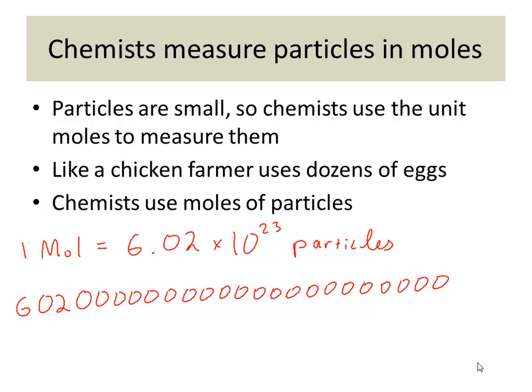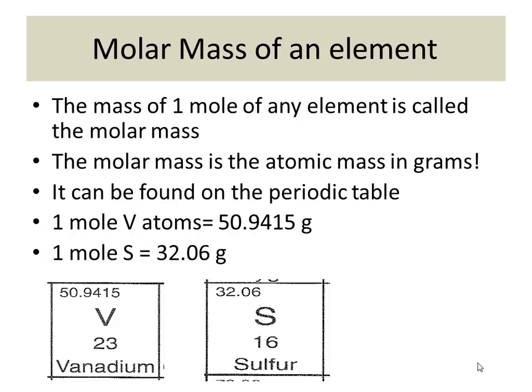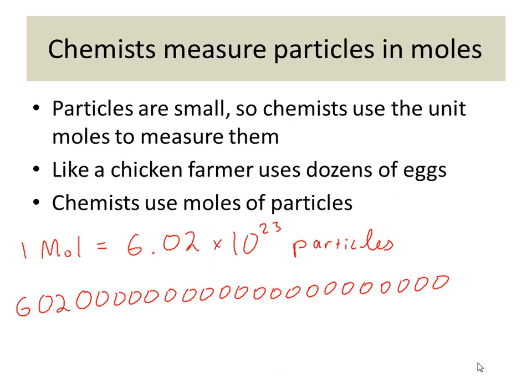I'm going to go to my next slide here. Like a chicken farmer has dozens of eggs, chemists have moles. Yeah, you can have a quarter of a mole. You can have up to 6.02 times 10 to the 23rd of a mole. All right? So we'll talk more about that in a second.